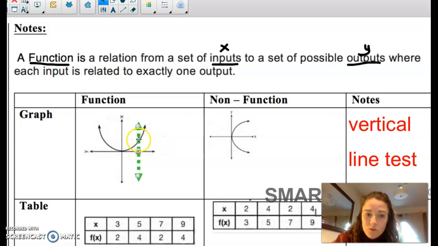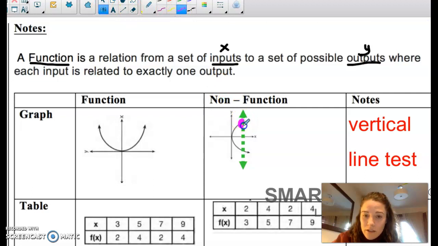Versus if I go over here to my non-function example, you can see here that when I have my vertical line, it hits here and here. So that tells me that that is not a function. Non means not. So we do the vertical line test when we have a graph.